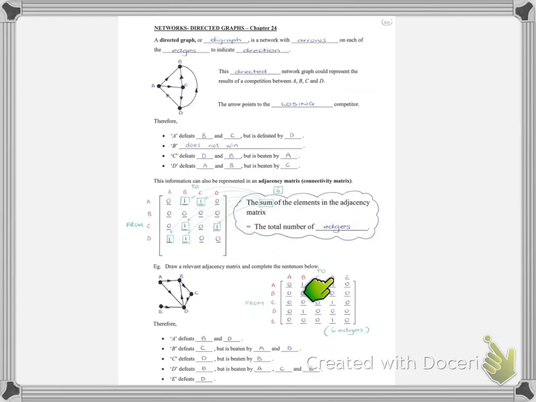These are the ones that have been reached to, and along this column, all of the letters that head towards it are the ones that are beating it. So again we've got A, we've got C heading to D, and we've got E heading to D.